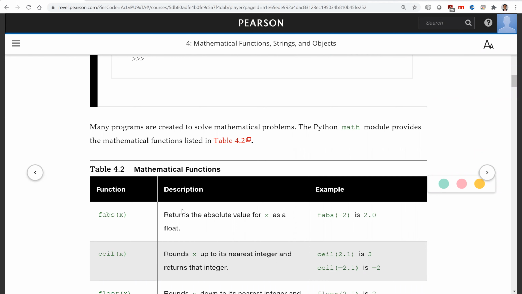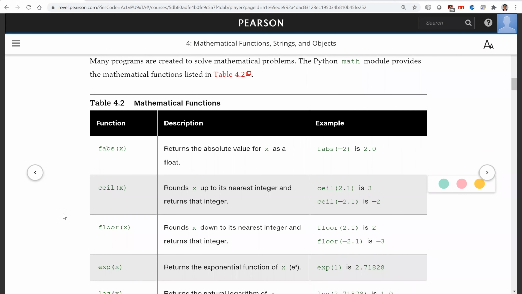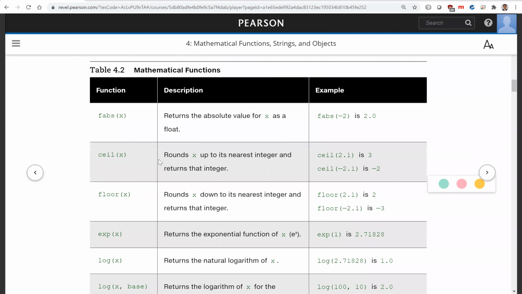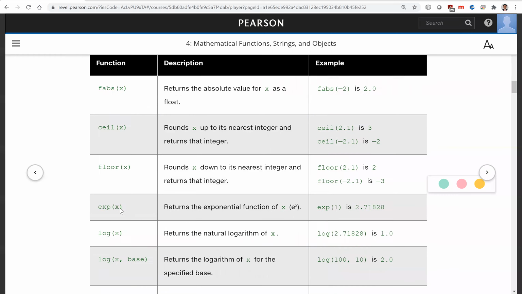You can also use the functions in the math module. So these are the functions in the math module. fabs returns the absolute value of x as a float value. So fabs(-2) returns 2.0. ceil(x) rounds x up to the nearest integer and returns that integer. floor(x) rounds x down to its nearest integer and returns that integer.